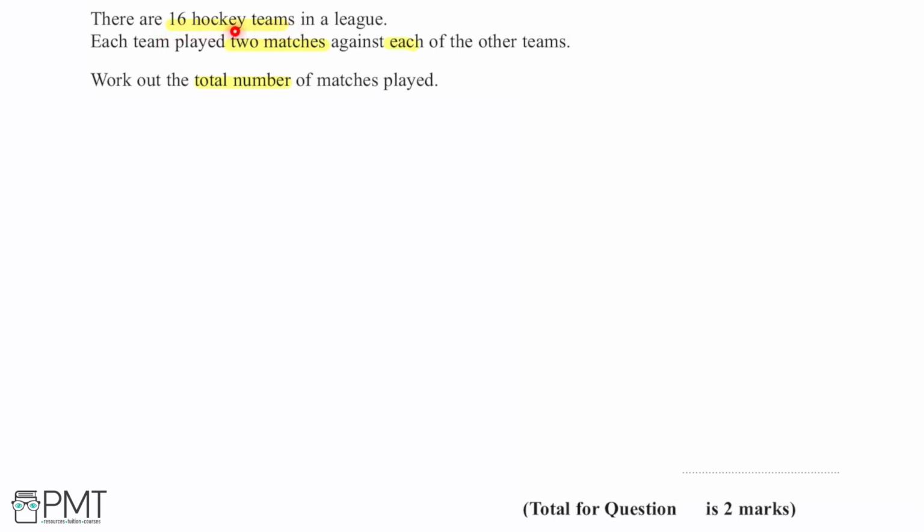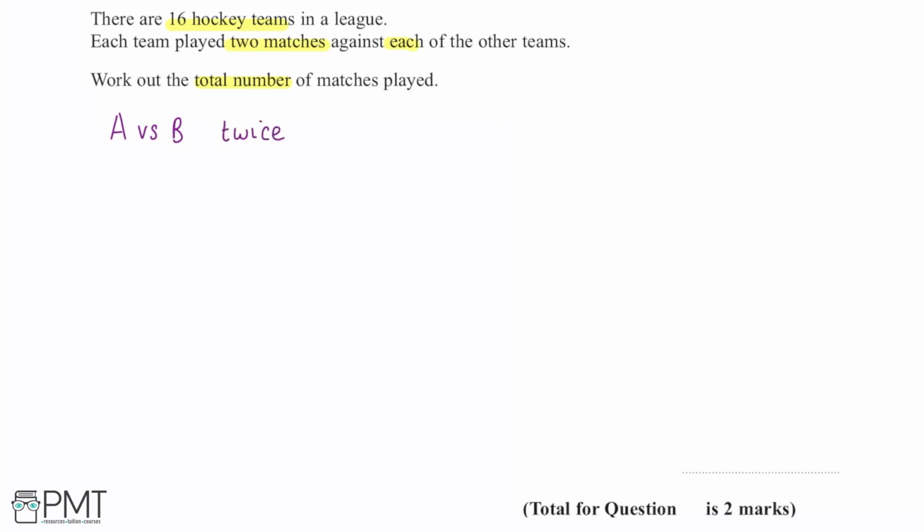Now, in this question, we can look at the number of hockey teams. So we have 16 hockey teams in a league. And if each hockey team were to play every other team once, it would play 15 matches because it can't play against itself. So there's 15 other teams it could play against. However, we're told that each team played 2 matches against each of the other teams. So A would play against B, for example, twice.